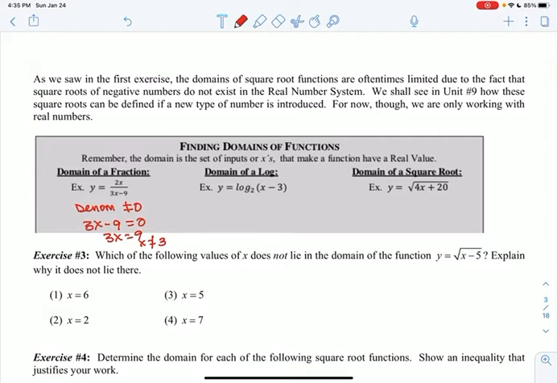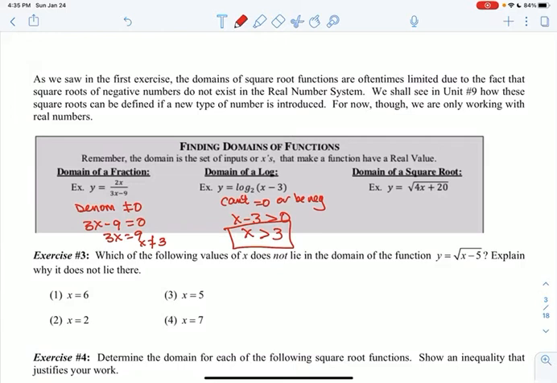Now remember when we did logs, it can't be equal to 0, or it can't be negative. So in that case, I'm going to take that x minus 3 and set it greater than 0. You can't do the log of 0. You can't do the log of a negative number. So that's going to be x greater than 3, right?